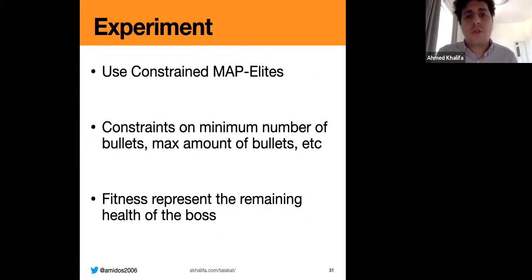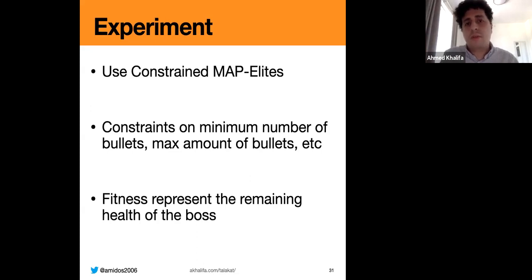So I used that Constraint MAP-Elites algorithm, and we put constraints on the minimum number of bullets and the maximum number of bullets, just to make sure, because you don't want a bullet hell level that doesn't have any bullets. At the same time, you don't want a level that has so many bullets that you can't even live in the game. Also, by removing these parts, it makes computation faster. And the quality we were trying to address was just how close you are to winning the level. But that's not enough.